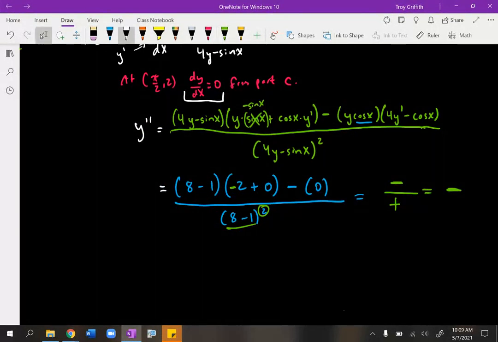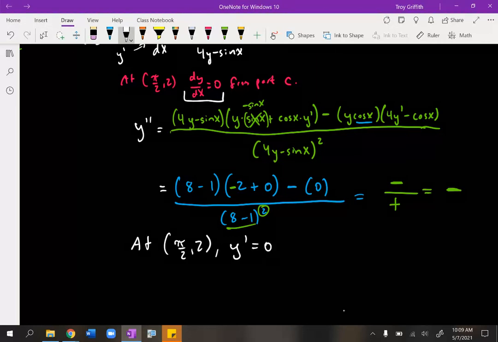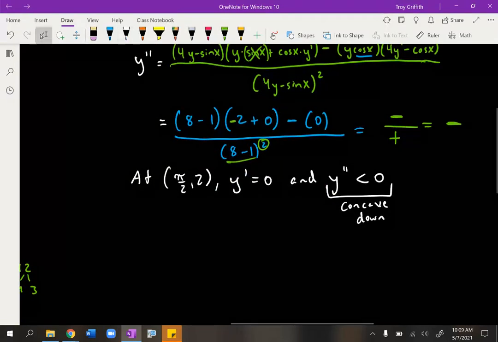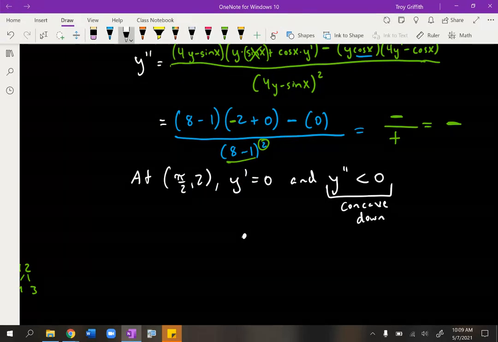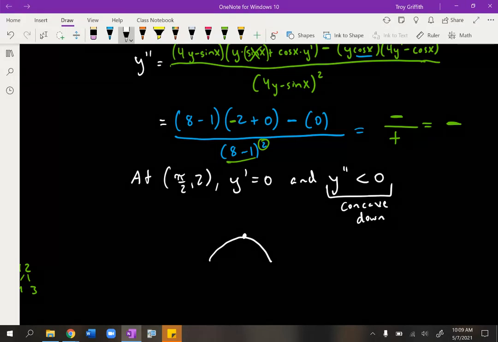So if we're thinking about how this applies in the context of the problem, I know that at pi over 2, comma 2, y prime is equal to 0, and y double prime is less than 0, which means this has to be concave down. If we think about what that looks like visually, we have some sort of critical point here, but if we're concave down, that means we have to be curving down at that point. So at this point we must have a relative maximum.